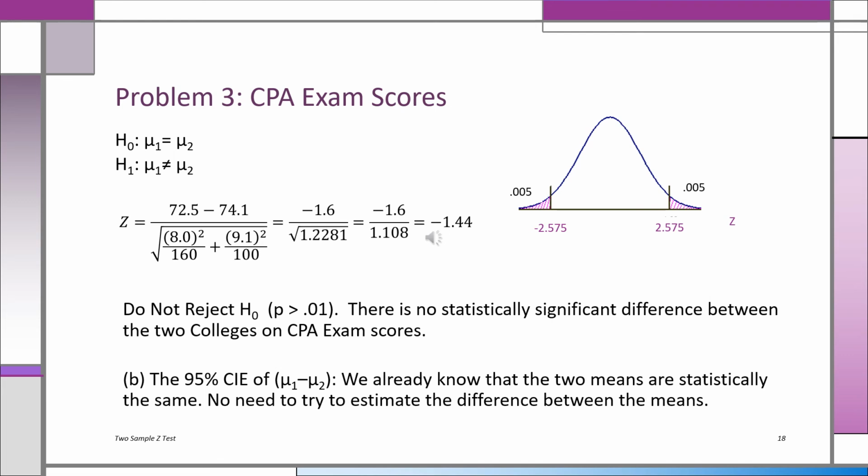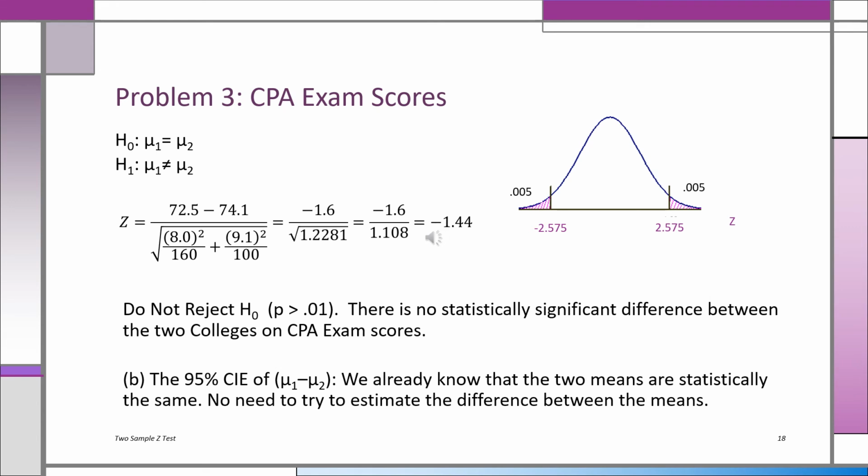the rejection region. Again, it's got to be to the left of negative 2.575. So like negative 2.8 would have been in the rejection region. Negative 1.44 is not in the rejection region. We don't reject H0, and our conclusion in simple English: there's no significant difference between the two colleges on the CPA exam scores. In other words, it could just very well be sampling error. No college can claim or brag that it does better.